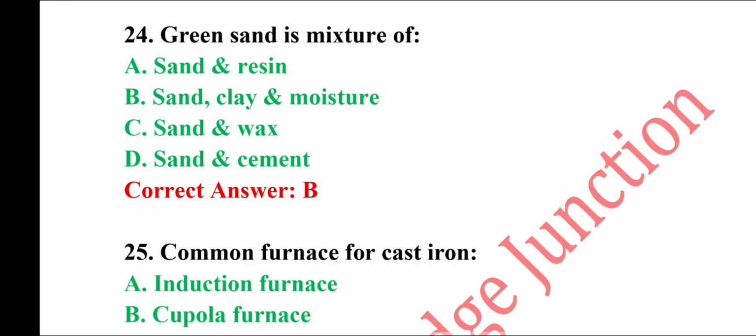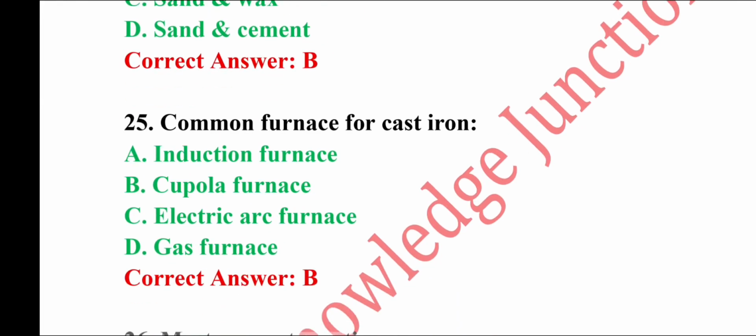Question number 24 is green sand is mixture of. The options are sand and resin, sand, clay and moisture, sand and wax, sand and cement. The correct answer is B, sand, clay and moisture.